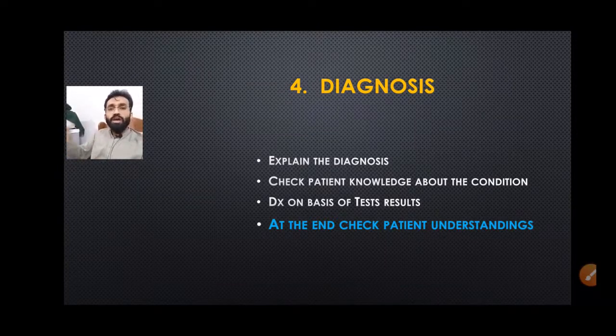So now you have disclosed the diagnosis to the patient, and at the end of this you will check the understanding of the patient. You have told your patient that you are suffering from a condition which we call asthma, TB, diabetes mellitus, or anything else. So now you have told everything to your patient, and now you will check the understanding of the patient.